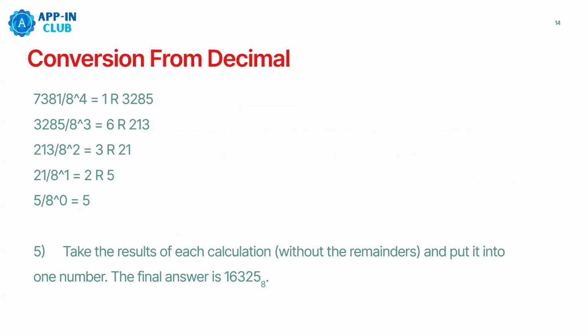Finally, we just take the results of each calculation without the remainders, so these numbers, and then compile them into one final number. This is not an addition, just putting each digit after the other. The final answer is this octal.